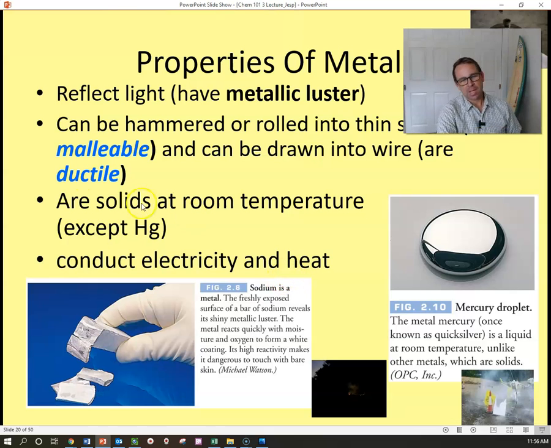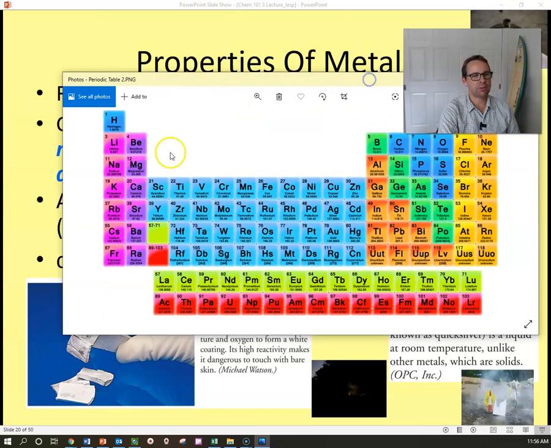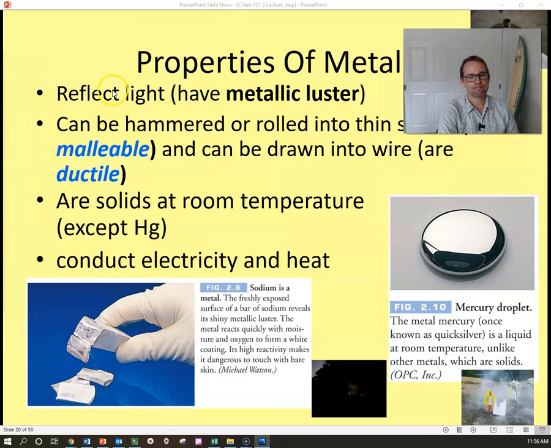All right. So we see a good example there of increasing reactivity as we move down our column for the alkali metals, or our family of alkali metals.